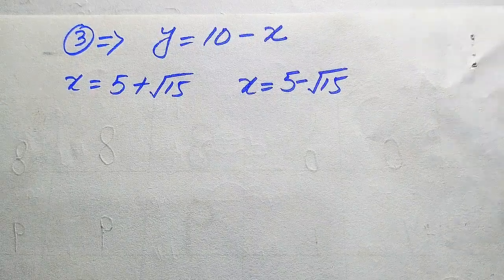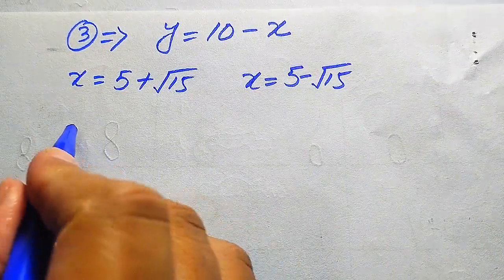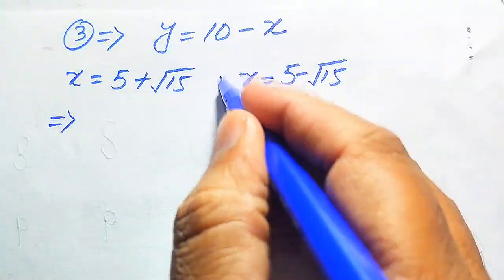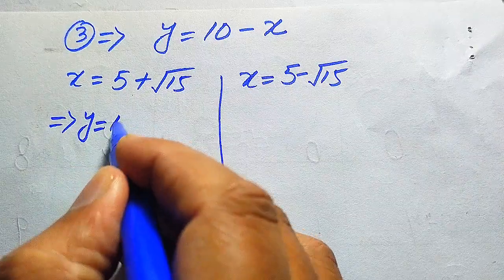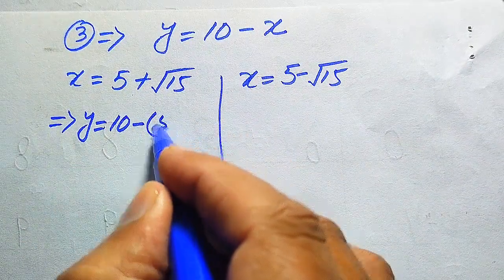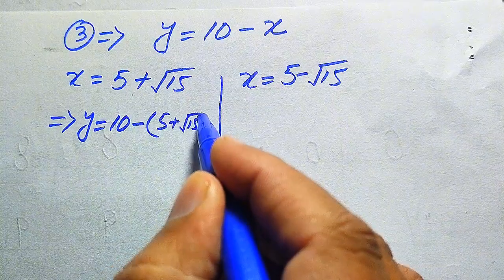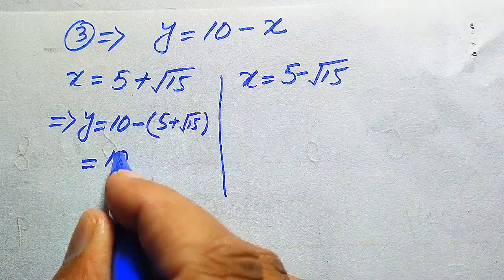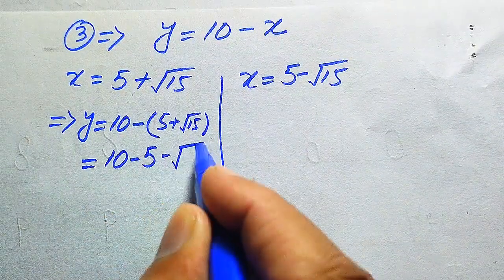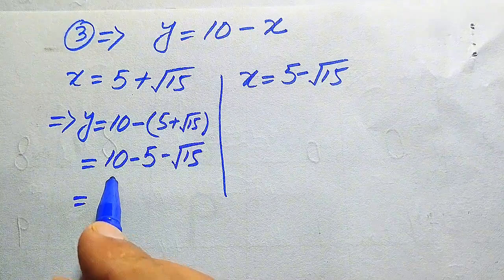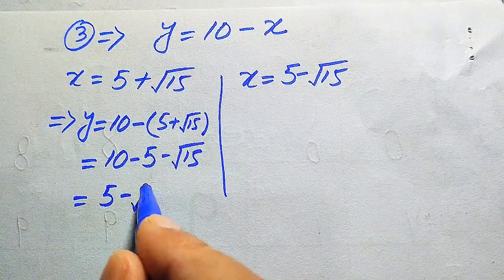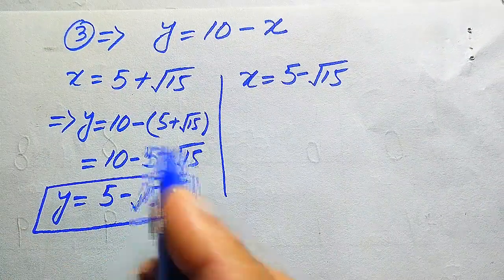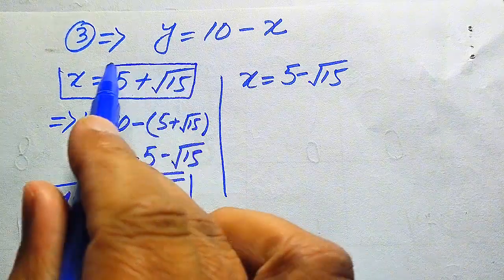Here we need to substitute these two values of x into the above equation. So when you put this value here, it becomes y is equal to 10 minus x. The value of x in this case is 5 plus square root of 15. And further we need to multiply this negative sign with both of these terms, and it becomes 10 minus 5 minus square root of 15. And we will get 10 minus 5 becomes 5 minus square root of 15. So this is the value of y corresponding to this value of x.